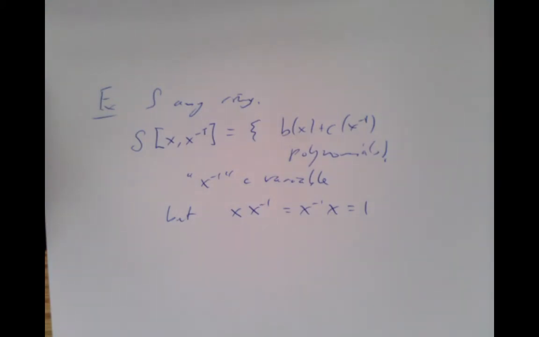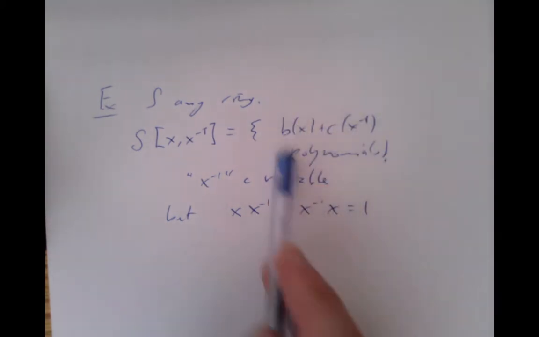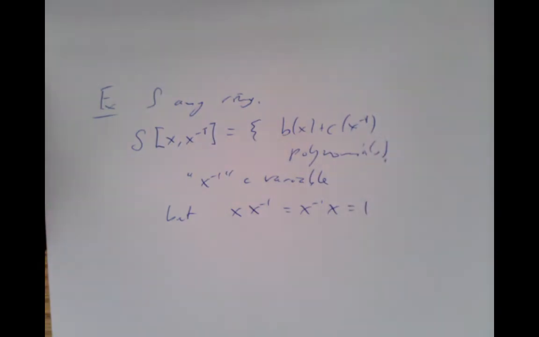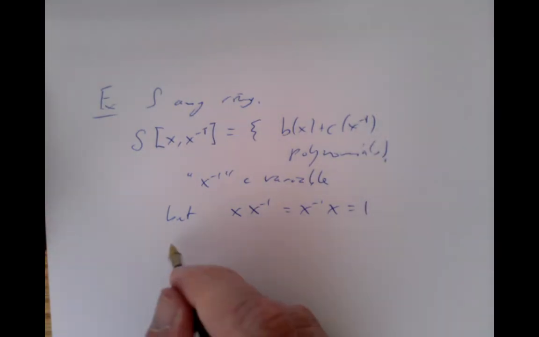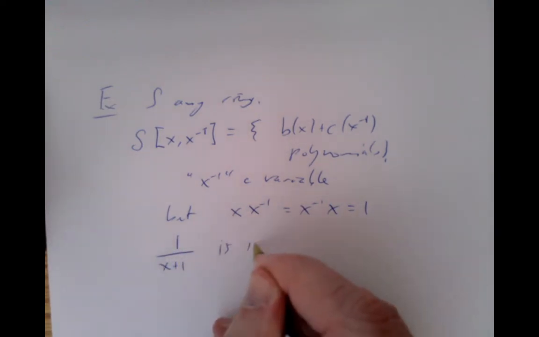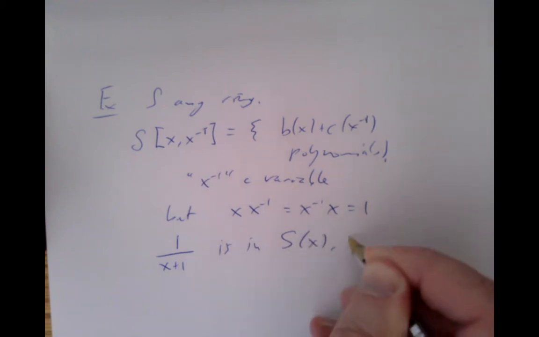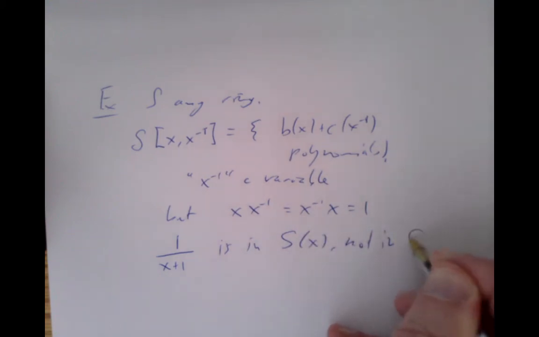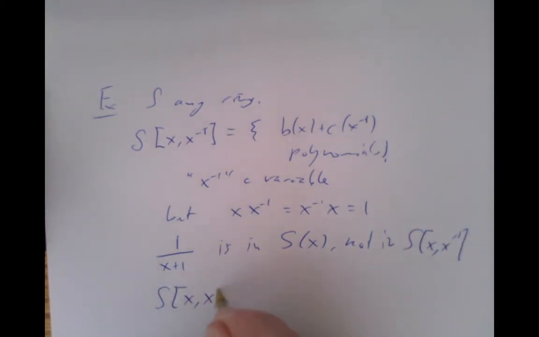So we know how to calculate multiplications, because when we have to multiply an x by an x inverse, we always get a 1, and everything else we already know how to multiply. So that's how we'll come up with a formal description of these kinds of objects. And you might think, well, those are just the rational functions, but actually they're not really, because 1 over x plus 1 is in the rational functions, but not in this S of x, x inverse. So we can think of S of x and x inverse as really being contained inside the rational functions, but not being all of them.